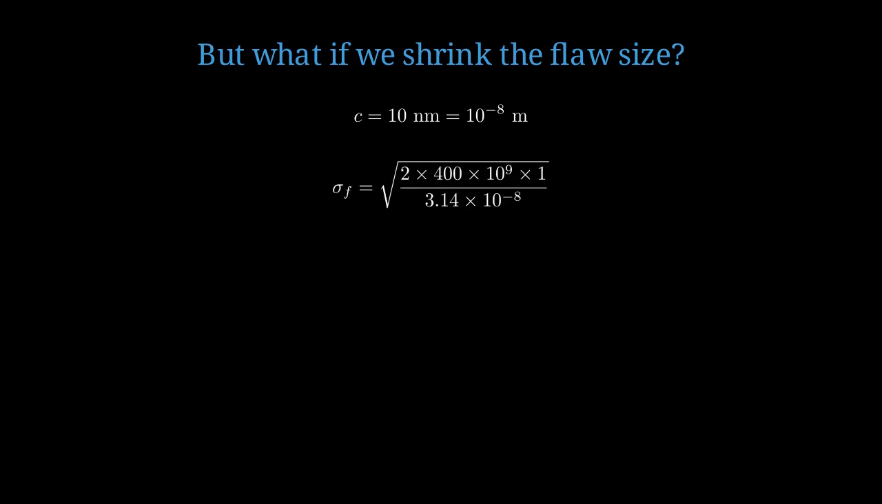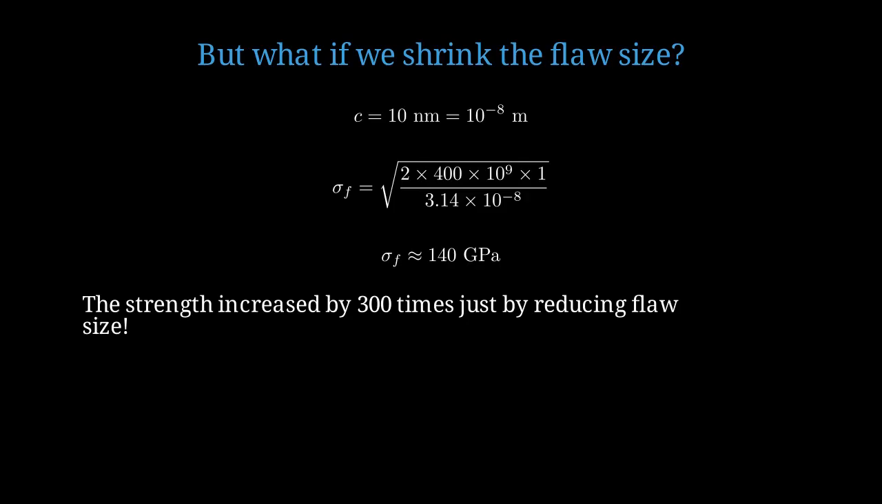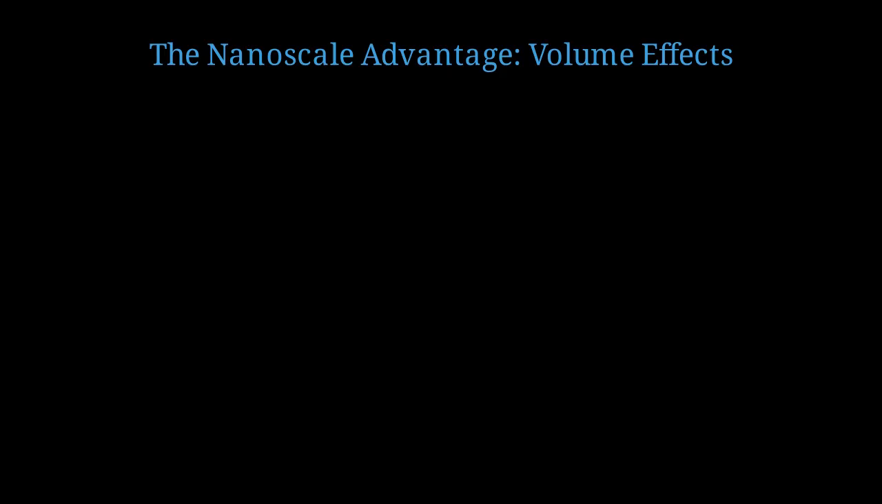The square root of this much larger number gives us a much higher fracture stress. We get about 140 gigapascals. That's enormous. That's approaching the theoretical strength of the material. Notice that by reducing the flaw size by a factor of 100,000, the strength increased by about 300 times. The square root relationship is key here. So now we understand that smaller flaws mean higher strength.